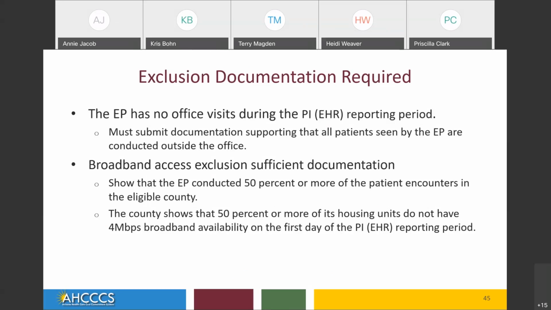Broadband access exclusion, sufficient documentation: the EP must show that they conducted 50% or more of the patient encounters in the eligible county. The county shows that 50% or more of its housing units do not have 4 megabytes per second broadband availability on the first day of the PI reporting period.